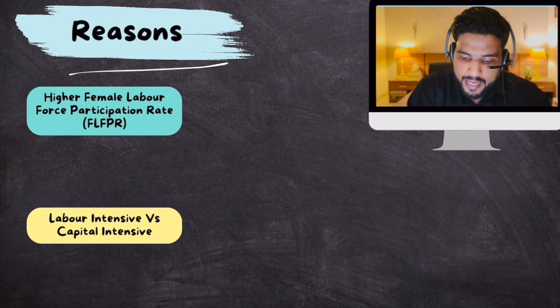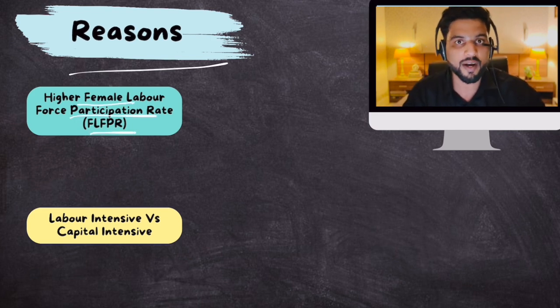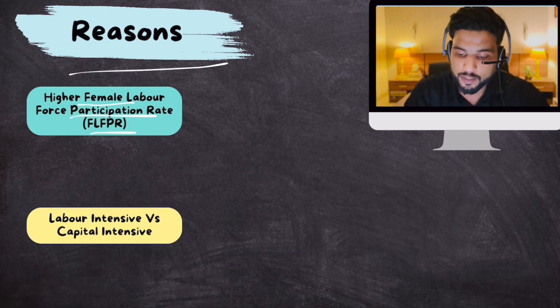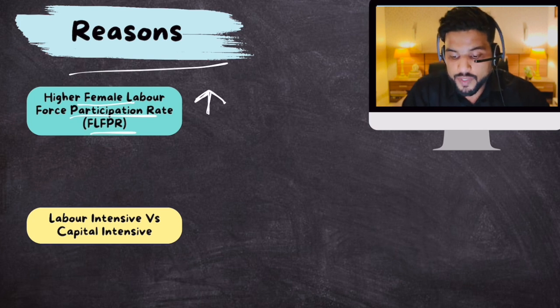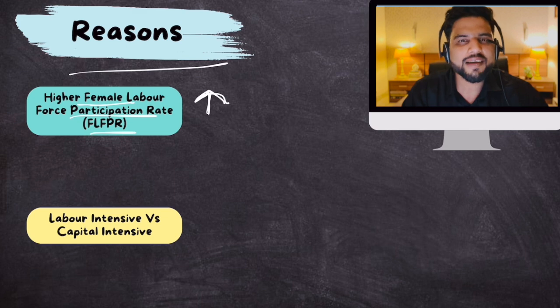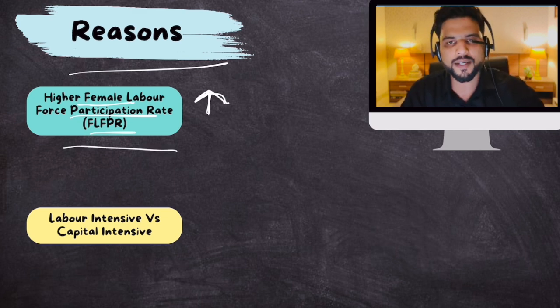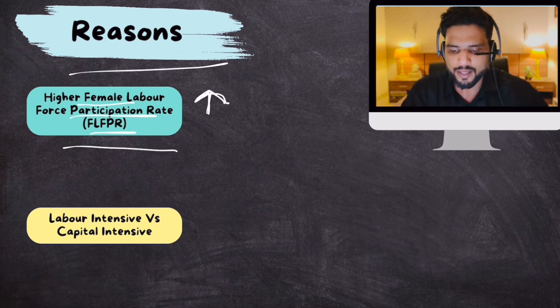Reason number one is higher female labor force participation rate. It has been found that female labor force participation rate has increased. Because of this increase, wages have stagnated. Now, you might say that this is good news. Female labor force participation rate increasing should be considered good news. Then why is it yielding bad results?